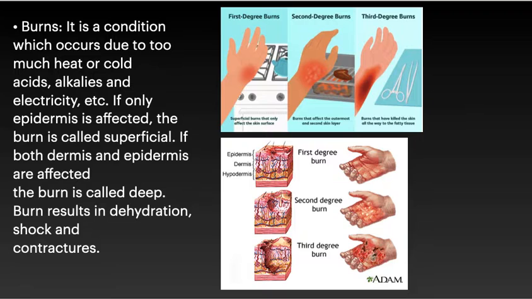Burns: it is a condition occurring due to too much heat or cold, acids, alkalis, and electricity. If only the epidermis is affected, the burn is called superficial. If both the dermis and epidermis are affected, the burn is called deep. And burns result in dehydration, shock, and contracture. You can see the degrees of burns over here.